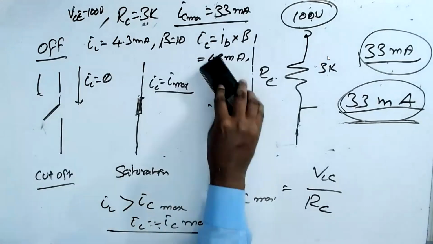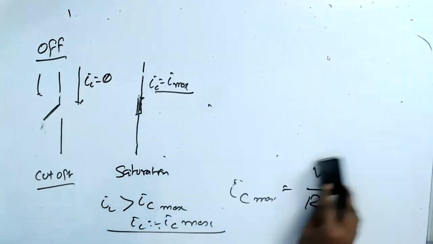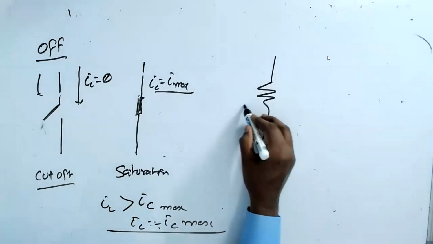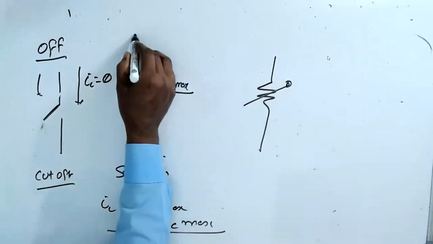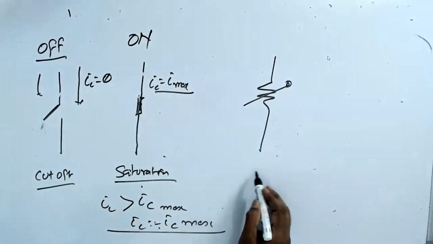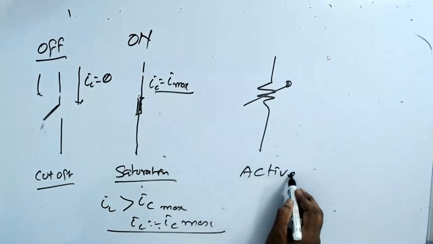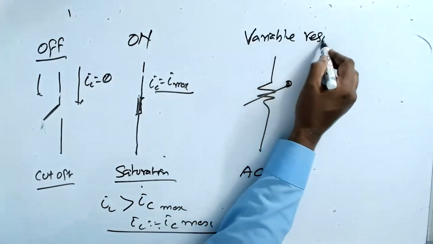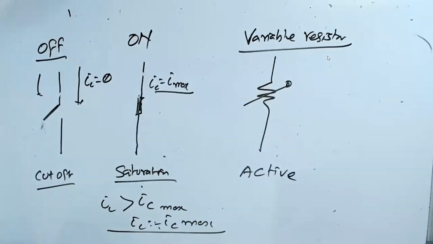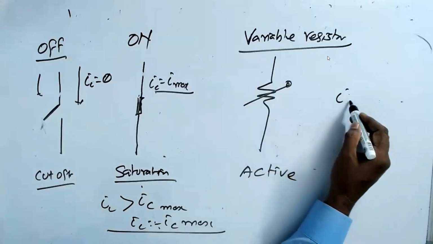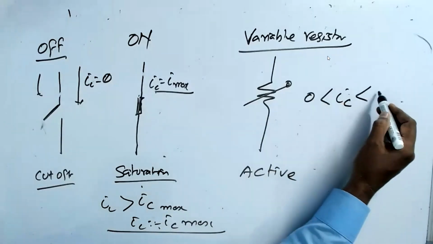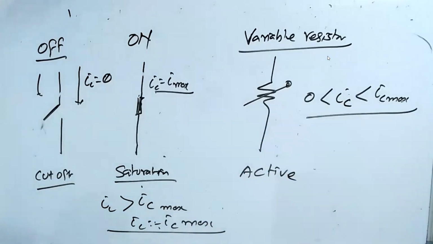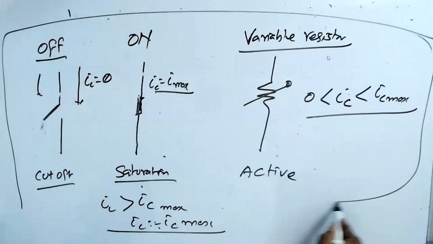Now, let us go to the third one. The third is a variable resistor. This is called on, saturation. This is called the active region, like a variable resistor. That is IC greater than 0, less than IC max. Understand? Greater than 0, less than IC max. So if you understand these three, you understand the transistor.